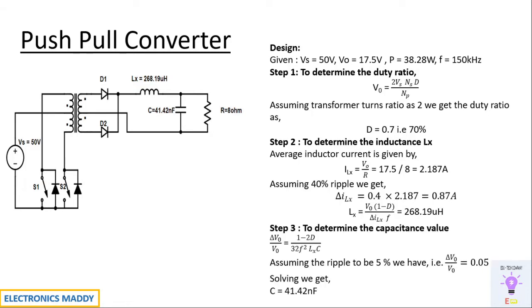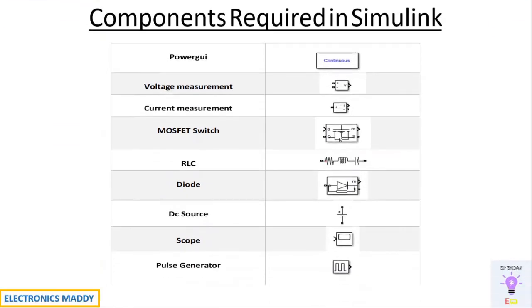The next step is to determine the capacitance value. So we are assuming 5% ripple, however a suitable value of ripple can be assumed, and the capacitance value changes accordingly. One of the important things to note is you might get an inductance value or the capacitance value in negative because you have one minus of the values that is there, so care has to be taken with respect to that. Next, these are the components that are required in Simulink. Once we have this handy, we'll be able to start the simulation in MATLAB.